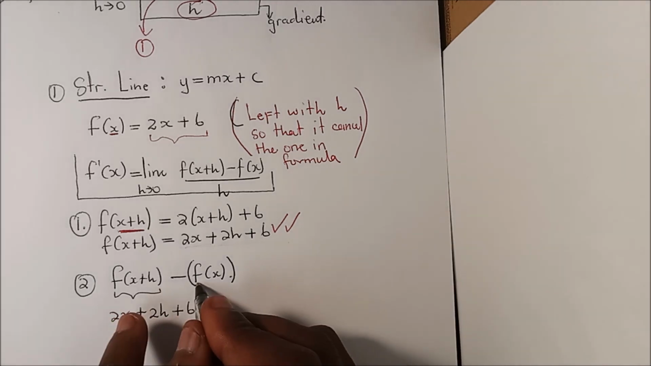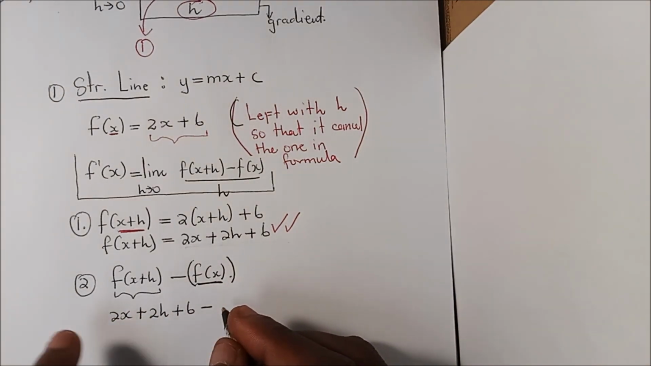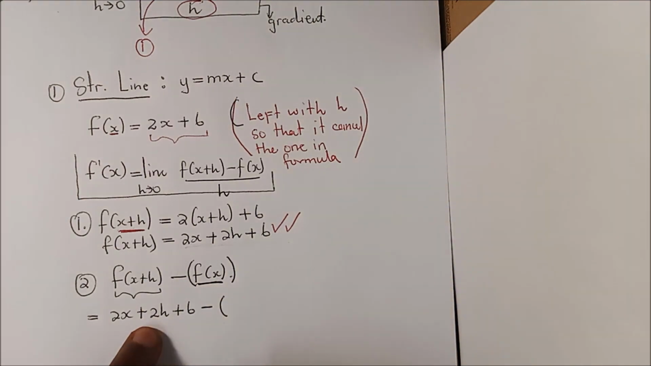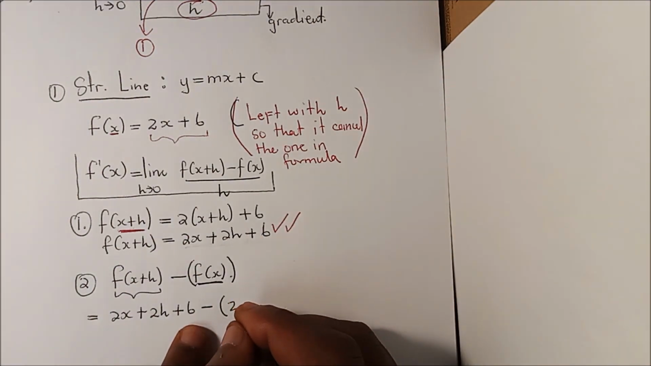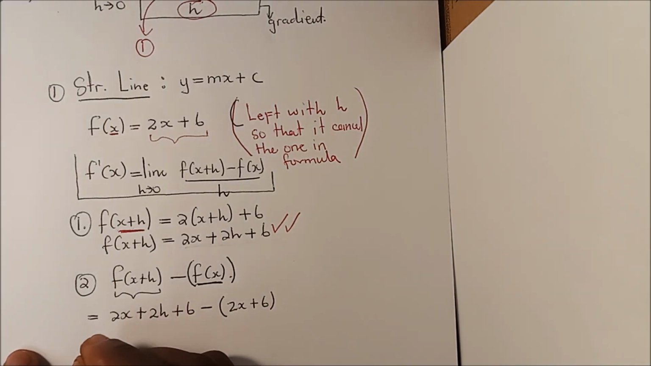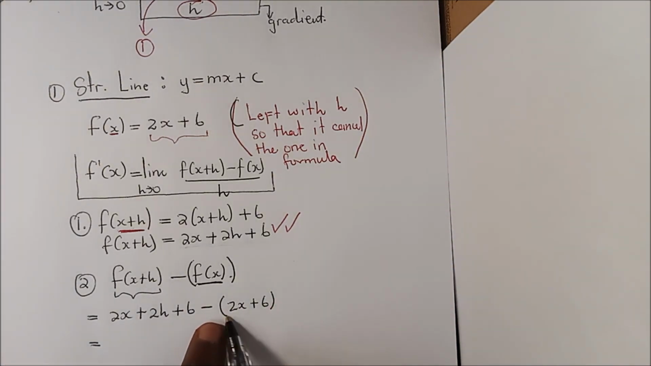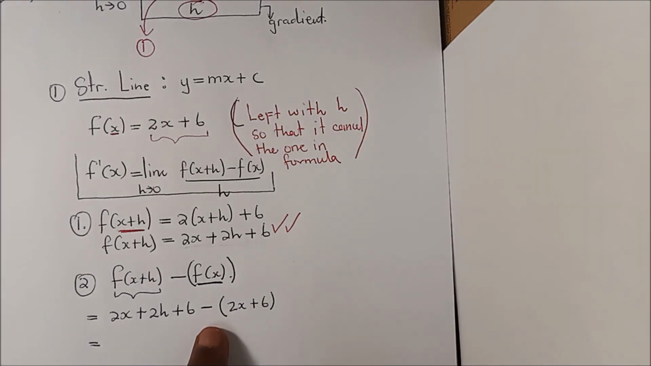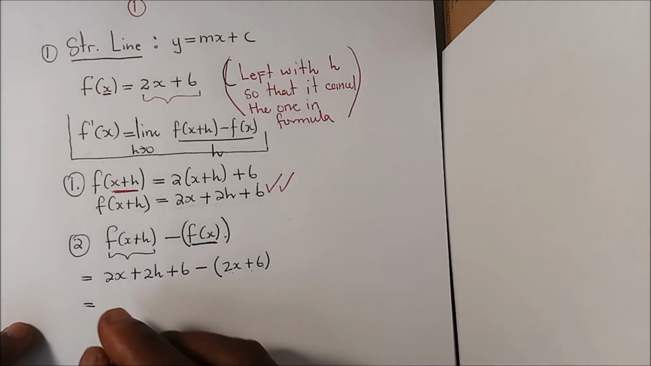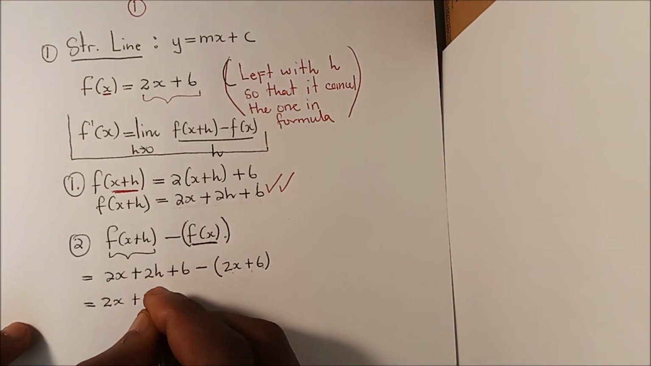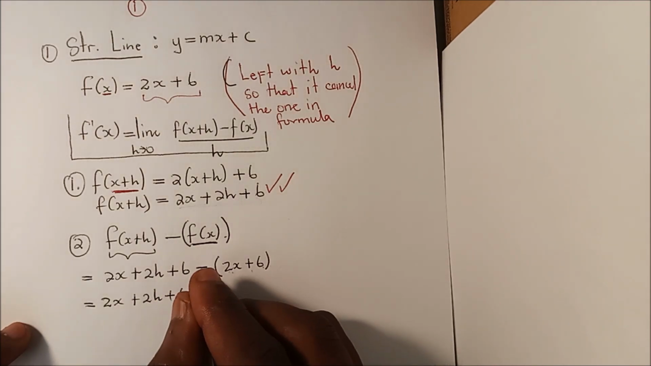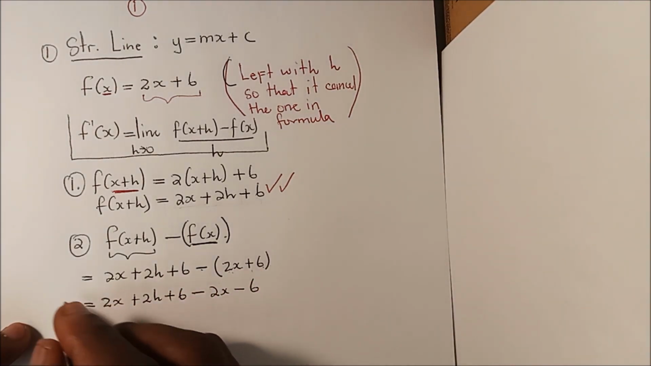Why? Because we have 2 terms that we're going to substitute here. So now we put brackets, then what is our f of x? That's 2x plus 6. So now if you don't put these brackets here, then the answer will be wrong. Because remember, if you are substituting more than one term, you need to put brackets. But if you are substituting one term, we're not going to put any brackets. So now let's use the distributive property to remove the brackets. So we have 2x plus 2h plus 6 minus 2x minus 6.